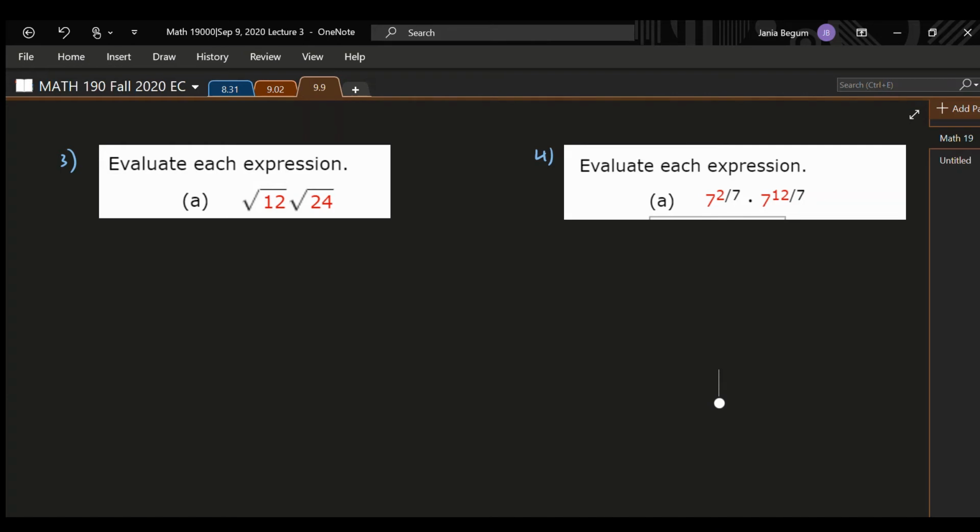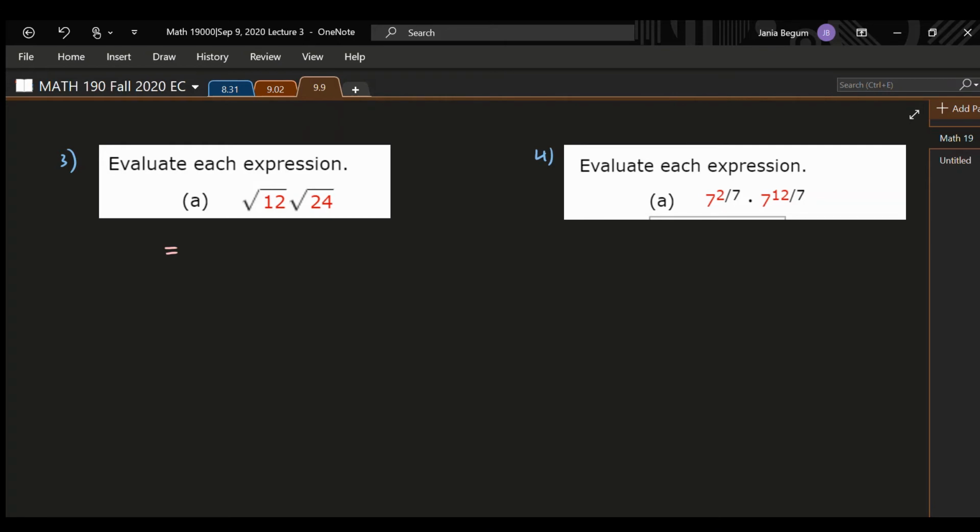All right. So let's go ahead and start. Hopefully you guys had enough time to finish these. So for the first one, we want to evaluate square root of 12 times square root of 24. So again, it's a square root, so we're looking for a number multiplying itself twice to give us either 12 or 24, or we're looking for something that's hidden and it multiplies some other number.